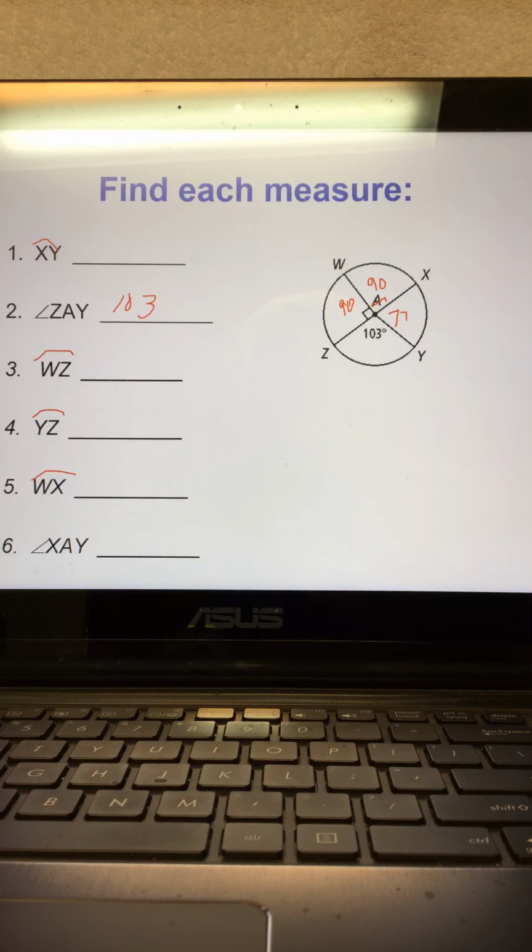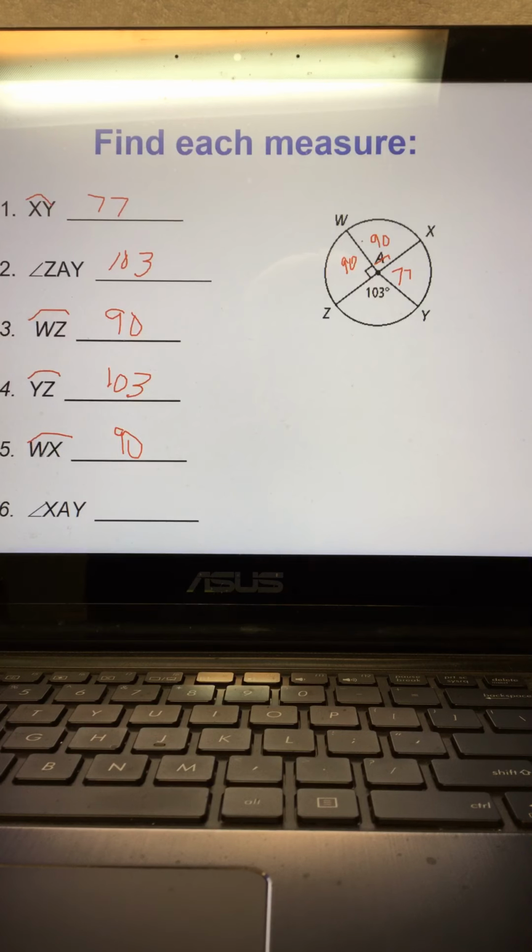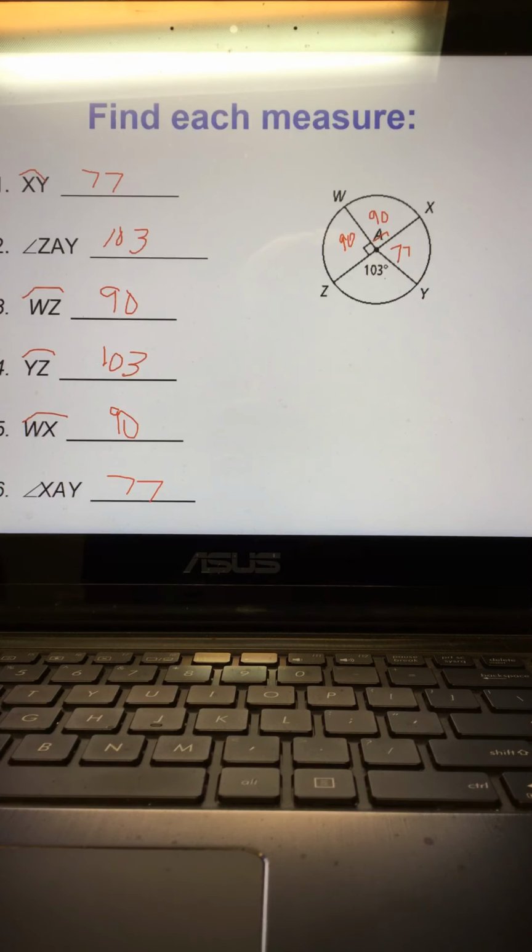So now I'm using these angles as my guide. X to Y has to be 77. W to Z has to be 90. Y to Z was 103. W to X is 90. And angle XAY is 77. If you know your interior or central angles, your measures are the same.